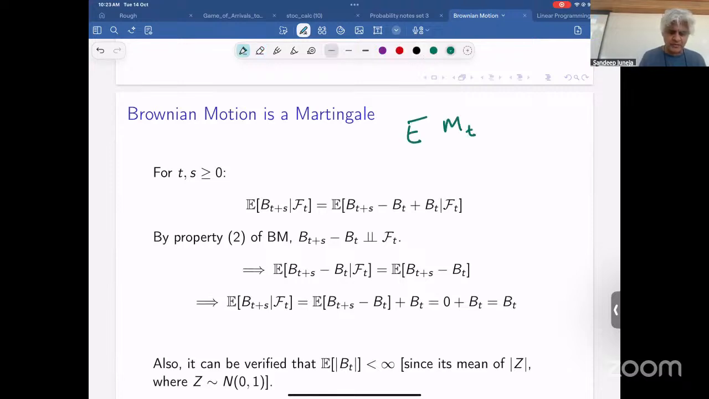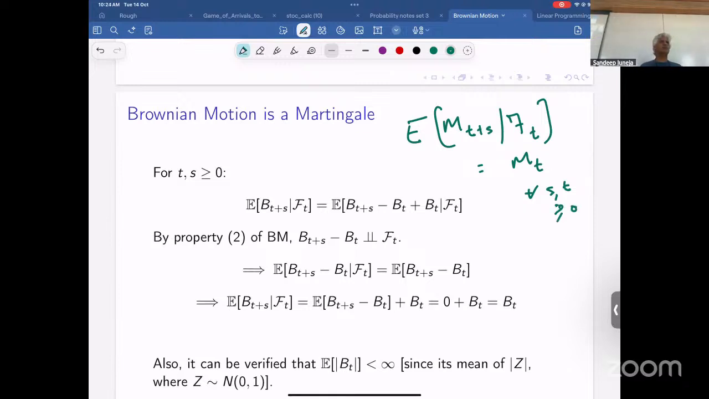E of M_{t+s} given F_t, the filtration, this should be equal to M_t for all s, t greater than or equal to 0. This is a property for a continuous time martingale, and the technicality is that this should be true for all t. Then you have a continuous time martingale. I won't define this beyond this. This is exactly enough, actually. So now we want to show that Brownian motion is actually a martingale.